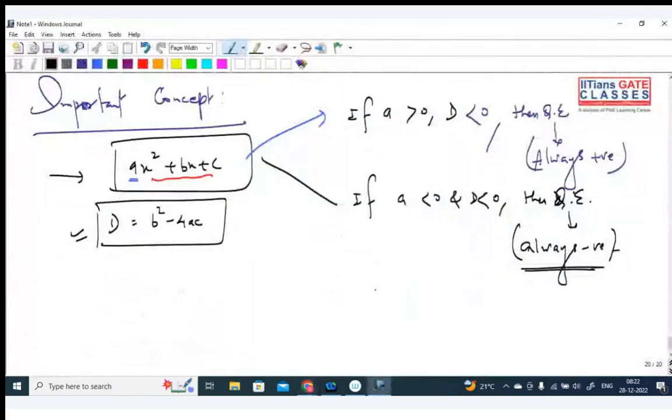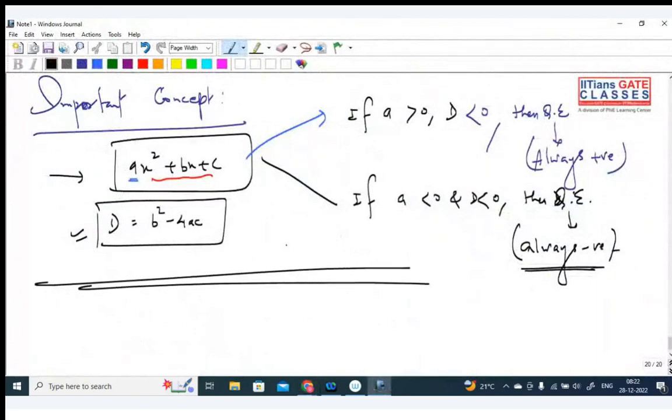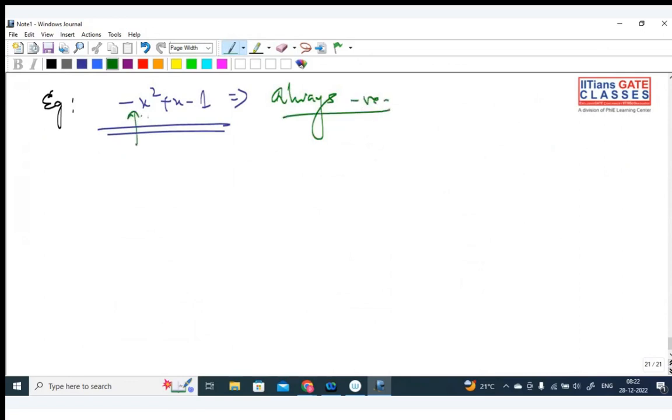This is a very, very important concept. So always see the coefficient of x square. If it is positive and the discriminant is negative, then the quadratic equation is going to be positive always. We can take one example here. Suppose minus x square plus x minus 1. If somebody asks what this is, it will be negative, because the coefficient of x square is negative. So please take this down.